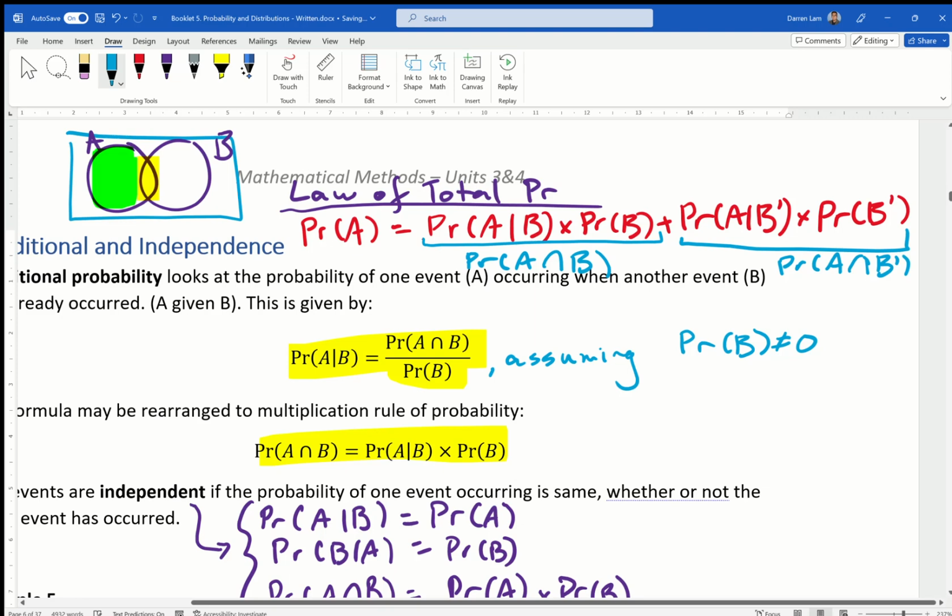The law of total probability. Any questions about that one? One example, then I'll let you get started.